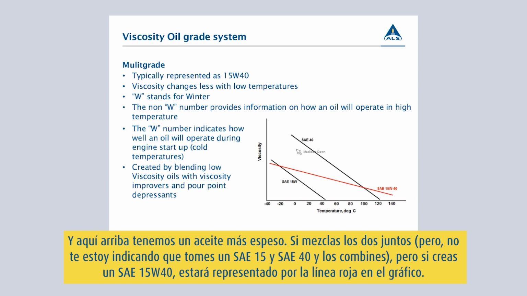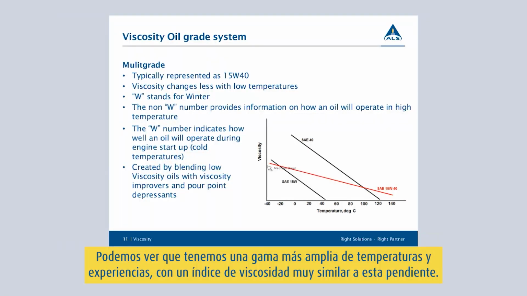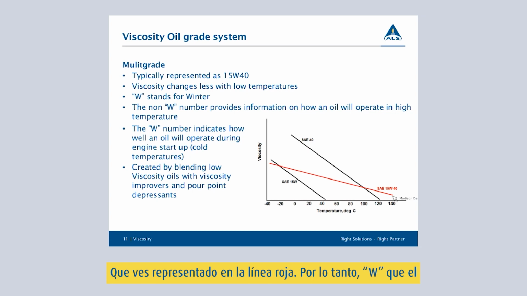And so if you mix the two together, and I'm not actually telling you to take an SAE 15 and an SAE 10 and mix it together, but if you create an SAE 10W40, you start to see that the graph changes, and that's what we see with this red line. You see that we are able to cover a much broader range of temperatures, and your viscosity index, the slope, you can see it represented by the red line.